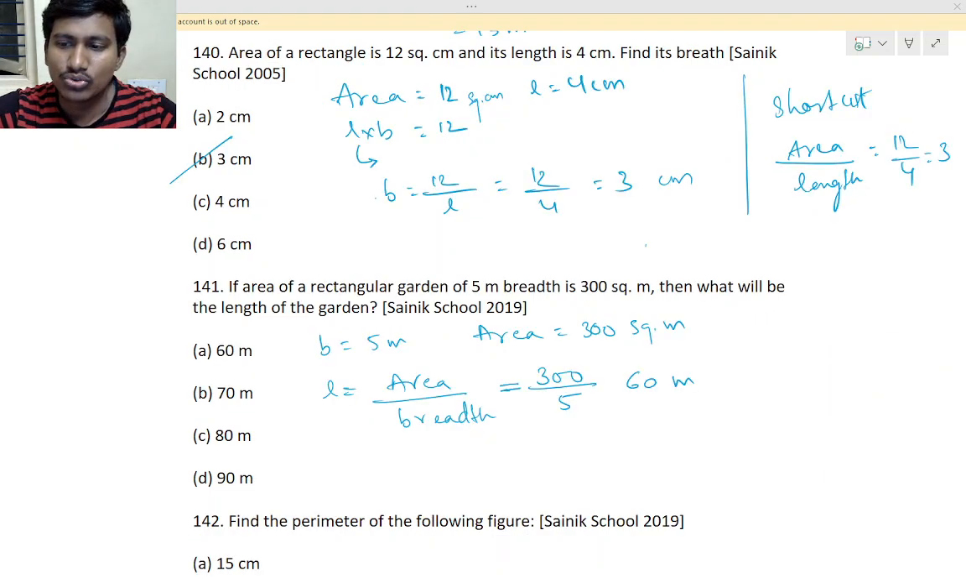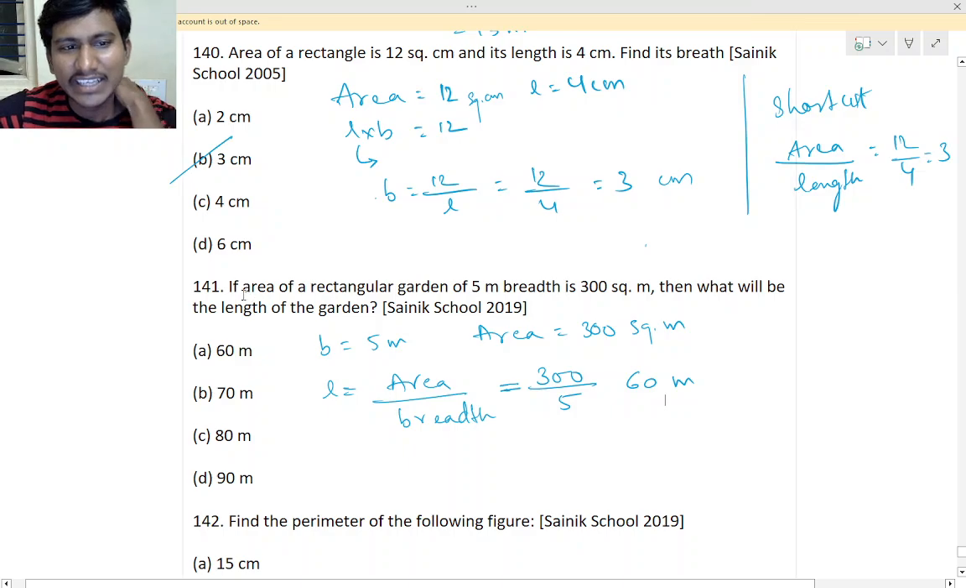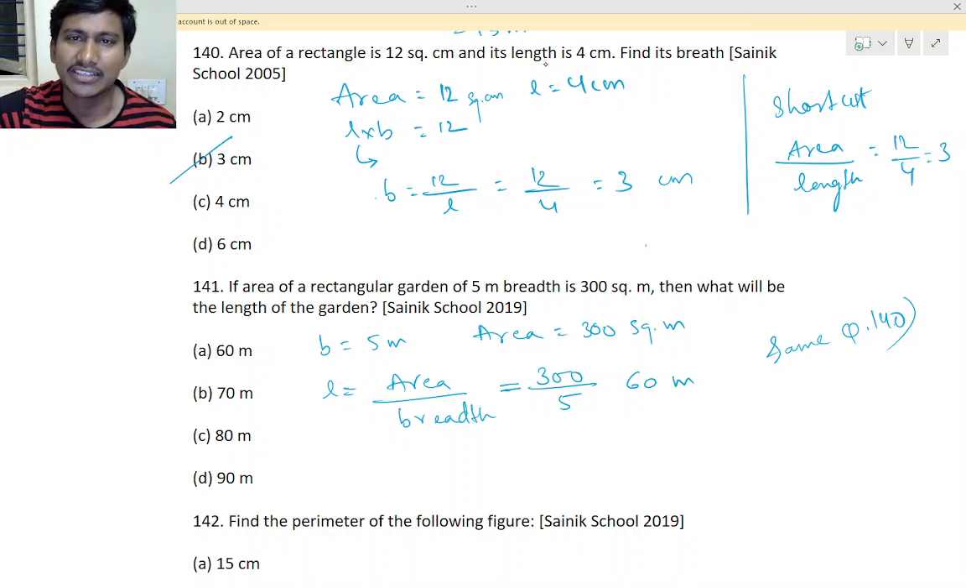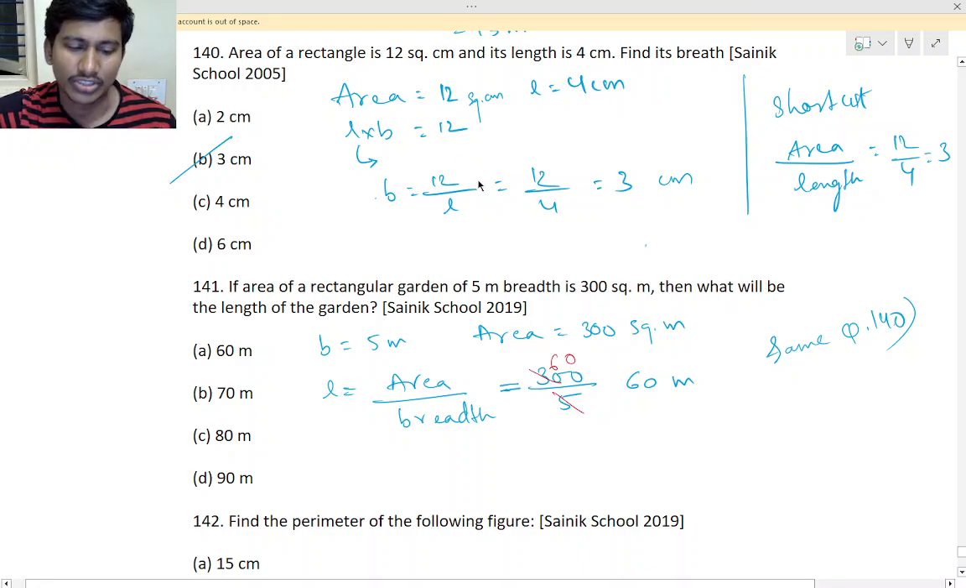Okay, so next is actually very easy, right? Area of rectangle of garden, breadth is given as 5 meter and area is 300. So we find it the same as this question, 140. Area by breadth. Area is 300 by breadth is 5. So if you cancel it, 5 6s are 30 and 0 as it is. So 60 meter. Length will be 60 meter. Okay? Okay, good.